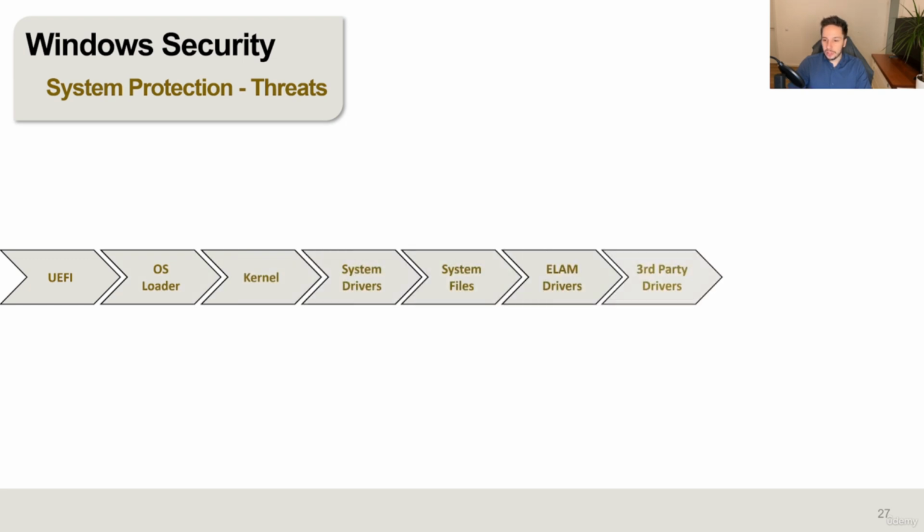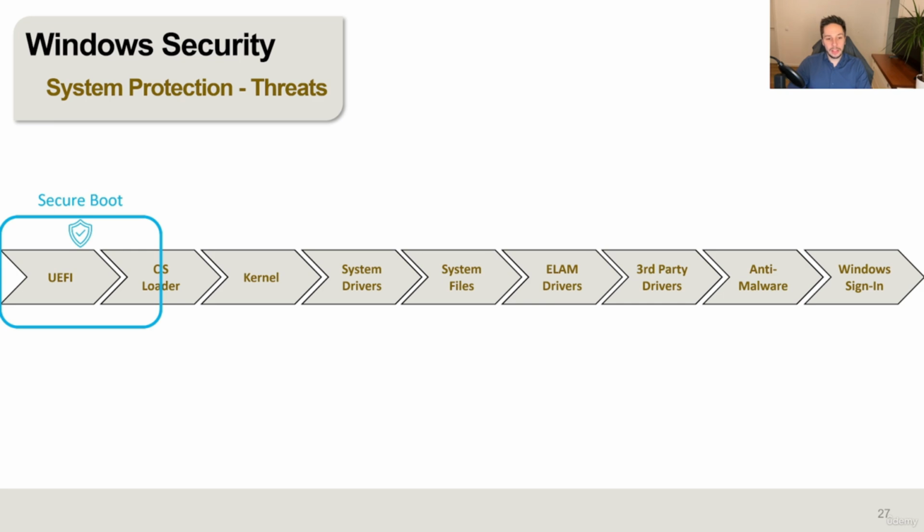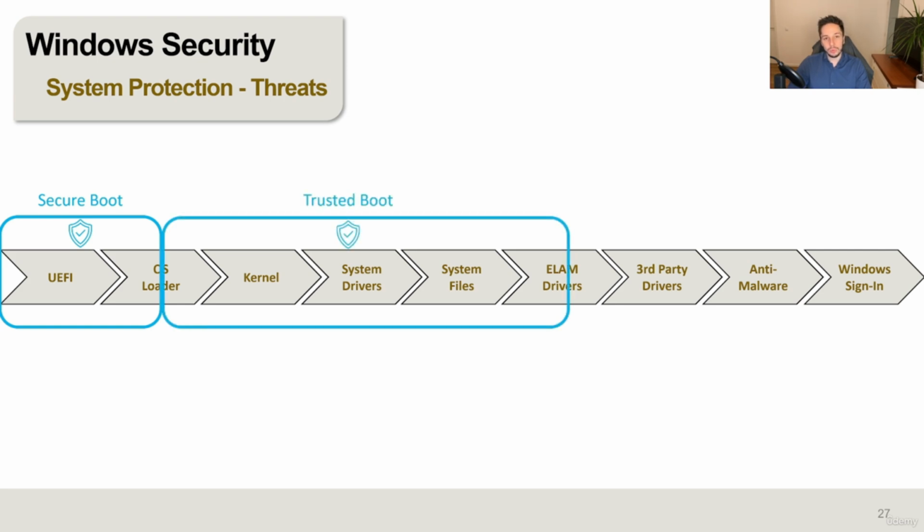So with those kinds of protections, we were actually able to protect all of those phases and components we have seen before. UEFI and part of the OS loader, the operating system loader, we were able to secure with Secure Boot, which checks that signatures are in the same state, that they were not modified, and that the signers are trusted. Then we have the Trusted Boot feature, which secures the operating system loader, kernel, system drivers, system files, and early launch anti-malware by checking that those signatures were not modified before. But it does not check for trusted signers.